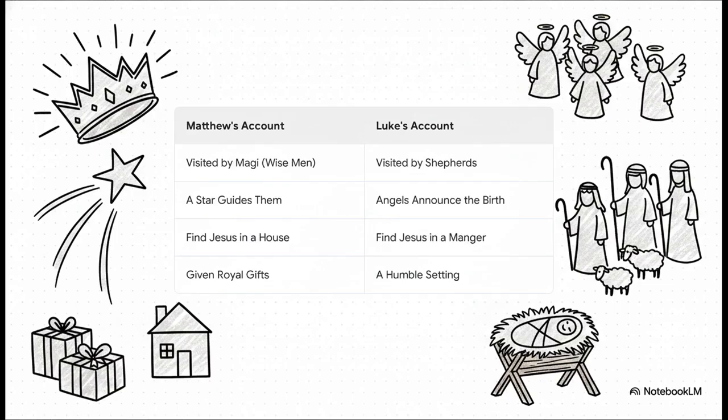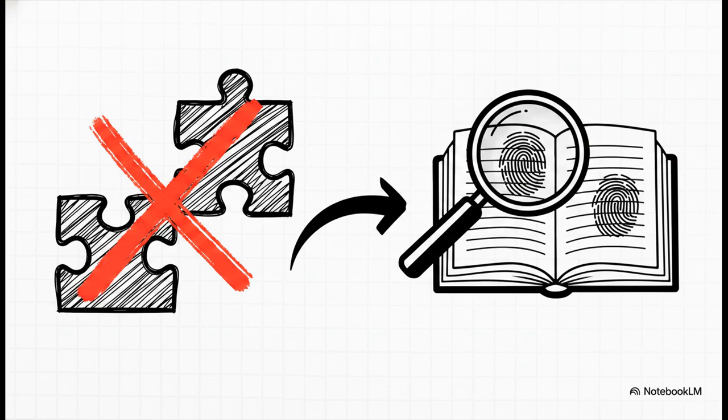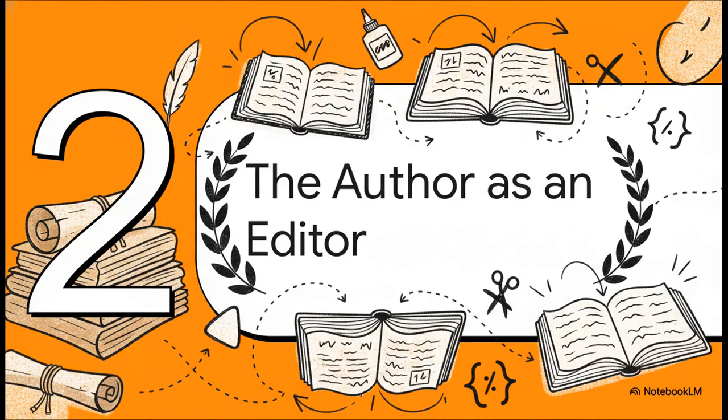So what gives? To figure this puzzle out, we have to stop thinking about these stories as simple newspaper reports. We need to look at them through a totally different lens. And here's the big shift in thinking. What if these differences aren't contradictions? What if they're not mistakes at all? What if, instead, they're intentional clues, like fingerprints left at the scene by the authors, trying to tell us something really important?